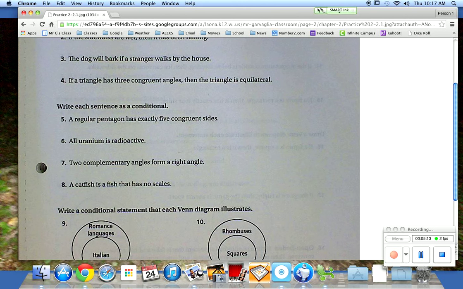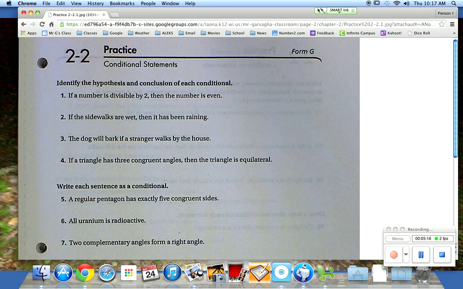Let's do some practice. Tyrese, converse. If a number is divisible by 2, then the number is even. Converse: the number is even if the number is divisible by 2. Yeah, the number is even if it's divisible by 2.